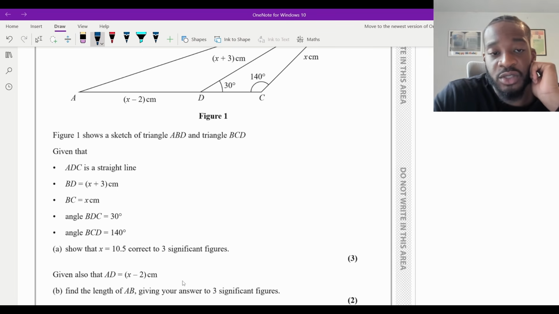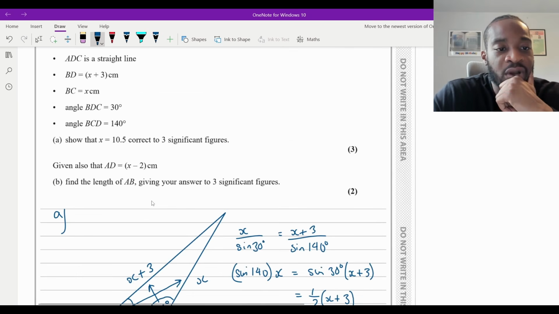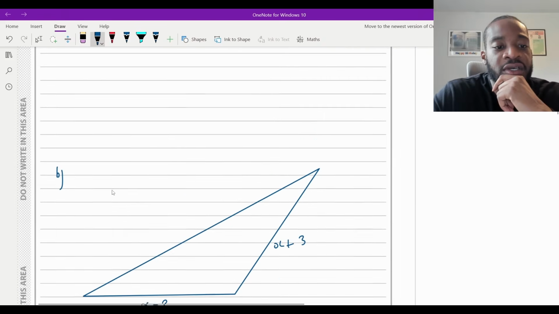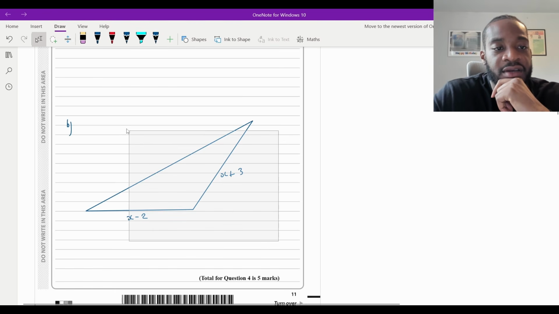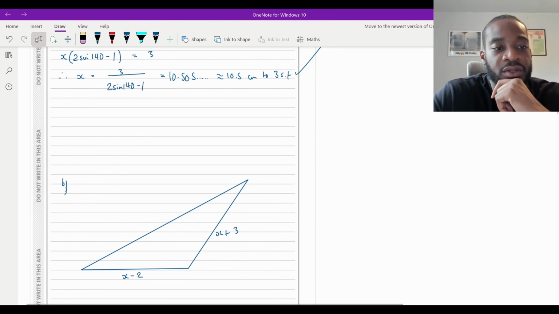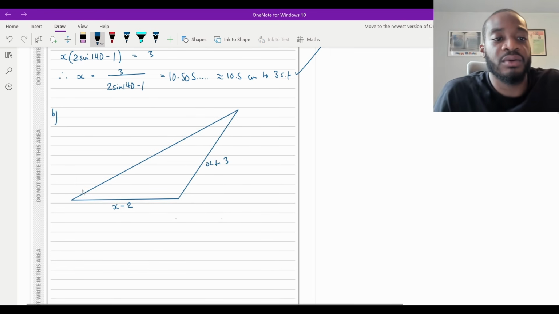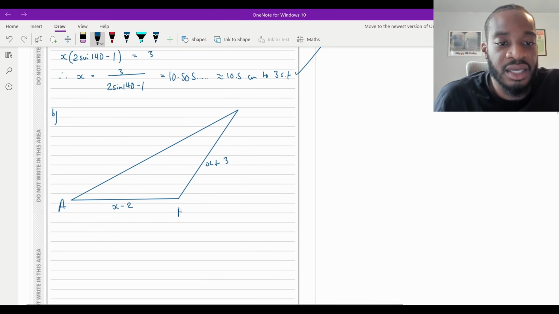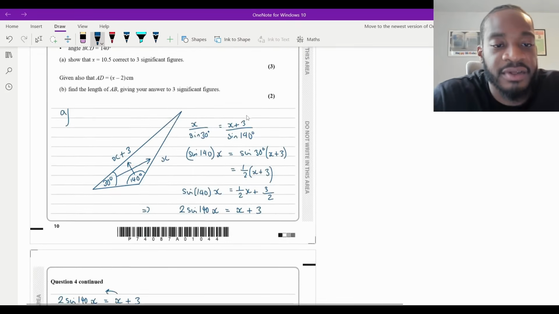So AD is x minus 2 and BD is x plus 3. So now we're going to deal with triangle ABD, okay? And we need to figure out what length AB is. So this is the diagram here. Let me just bring this up a bit and let me label everything just so we have it all. I think this was A, that was D, and then that was B. I believe. So let me just check though. A, D, B, perfect.